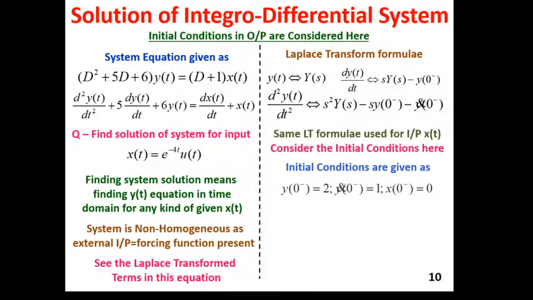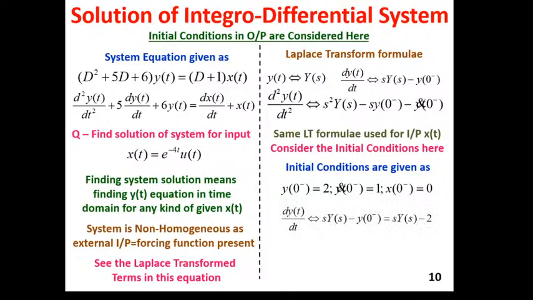So for a dynamic equation, three initial conditions should be given to us. One is y(0-), which for this numerical is given as 2. Next is y dot(0-), which is given as 1 for the output. For the input, x(0-) is given as 0. That means there is no initial condition for the input e raised to minus 4t u(t). So far I have defined the formulas, now start solving this second order differential equation by using Laplace transform and the given initial conditions.